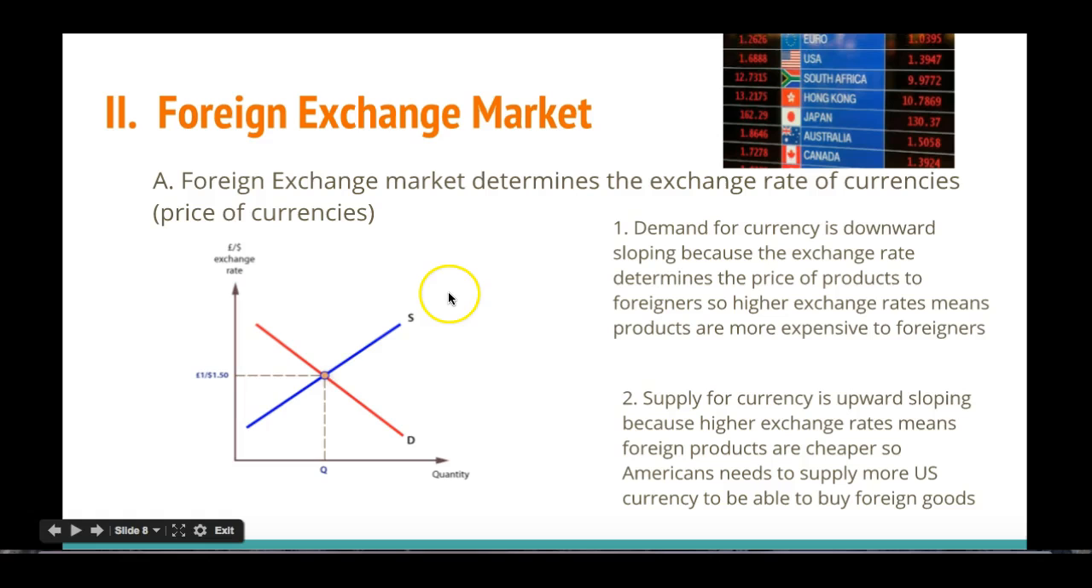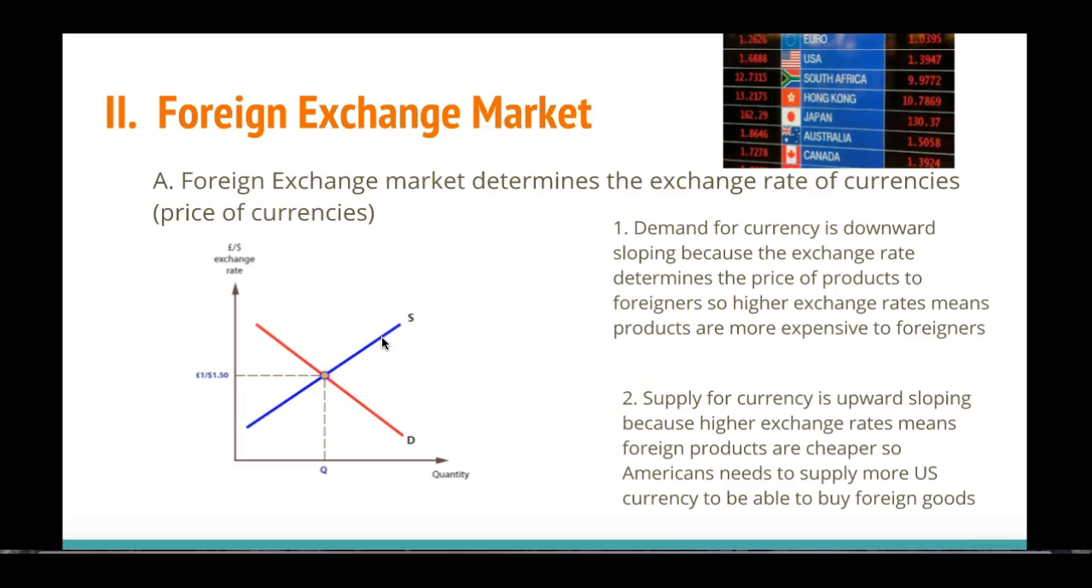Whereas with supply, the supply curve is upward sloping, because as the exchange rate goes up, that's good for US consumers from the standpoint that it's cheaper to go to Europe to buy products. The only problem is that if you want to go to Europe to buy a product, it means that they're going to offer more and more dollars when the exchange rate goes up, because they need more dollars to be able to buy more European products.